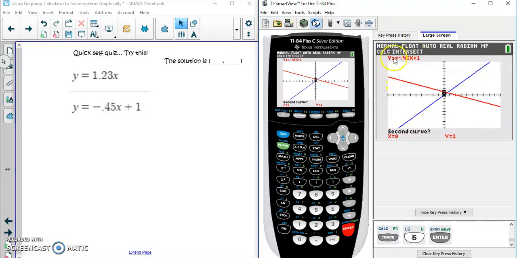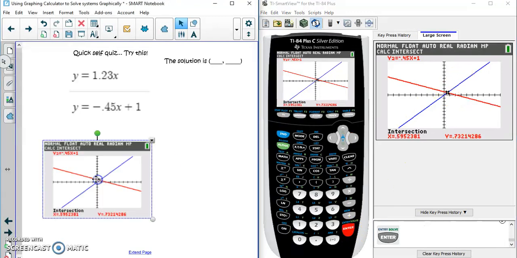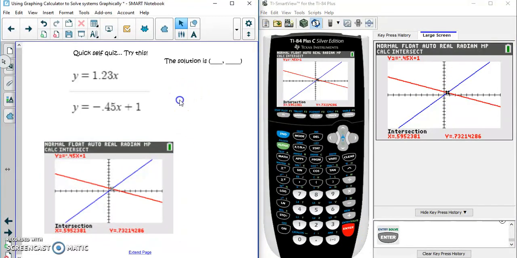Enter. Is this the other equation? Yep, that's my other equation that's said there, so enter to that. Where do I think they touch? Right about there. And before I'm done, I got to hit enter. So we get a decimal answer here, but the final answer, if I round to 3 decimal places, is 0.595, comma 0.732. So that's the answer for that one.